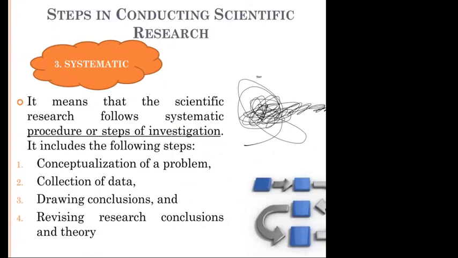And then after that, we have it as systematic. So when I say systematic, then it follows steps. What are the steps that we have whenever we conduct scientific research? First is conceptualizing a problem. Next, collection of data, drawing conclusion and revising research conclusions and theory. So these are the steps that are involved. So that is why it is systematic.